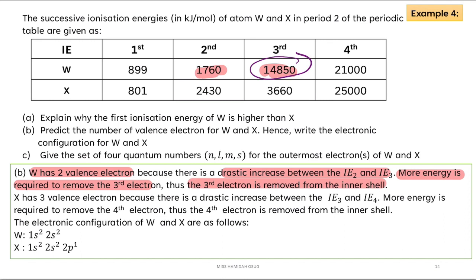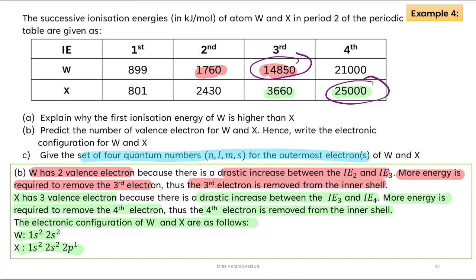Next, for X, X has 3 valence electrons because there is a drastic increase between the third and the fourth ionization energy. Meaning to say, more energy is required to remove the fourth electron. Thus, the fourth electron is removed from the inner shell. So, the question also asks you to write the electronic configuration. So, the electronic configuration for W and X is as follows: W is 1s2 2s2, X is 1s2 2s2 2p1.